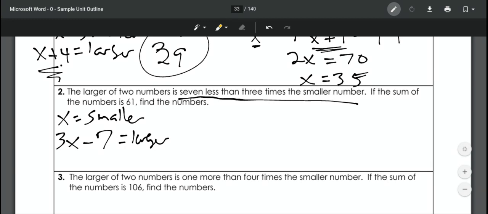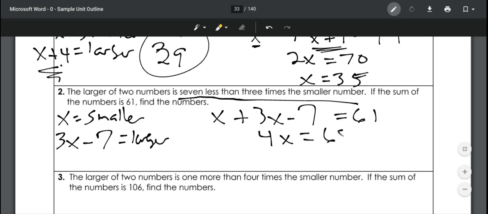So the sum is 61. We're going to add them, smaller plus the larger. Then you just put everything together like you would a normal equation. So we have 4x, and I'm going to go ahead and add the 7 right away. Then we're going to divide by 4. So we have 17. So the smaller is 17.